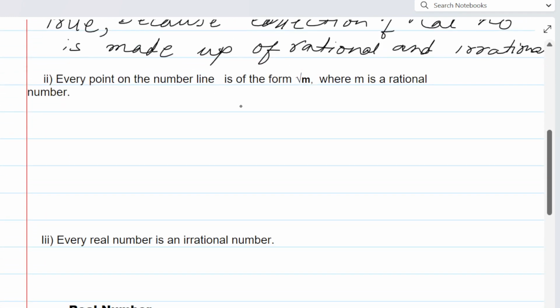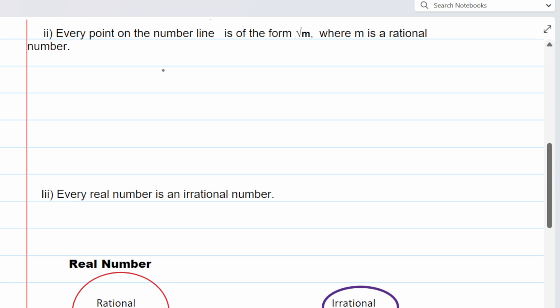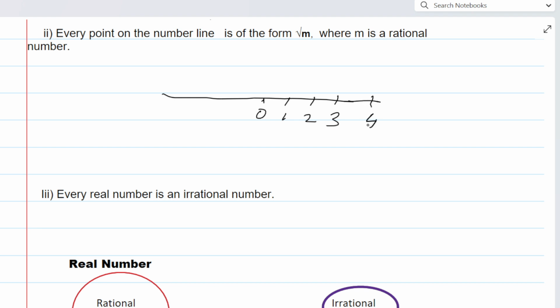Okay, what is question number 2? Every point on the number line. What is the meaning of this? If I take a number line, okay, this is 0. This is 1. This is 2. This is 3. This is 4. On this side, -1, -2, -3. So it goes on.